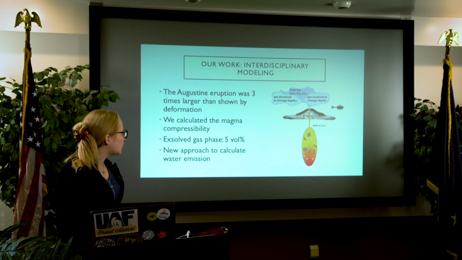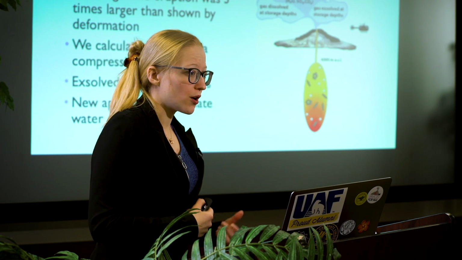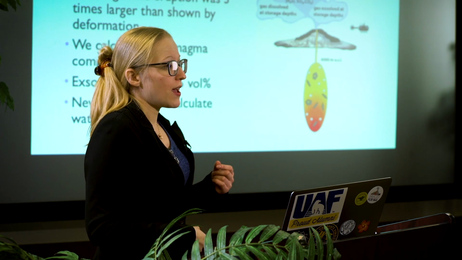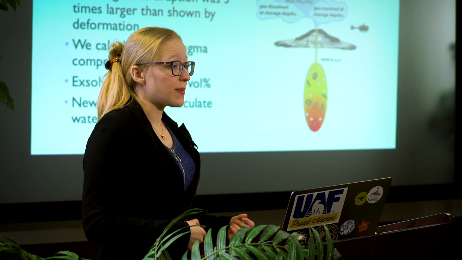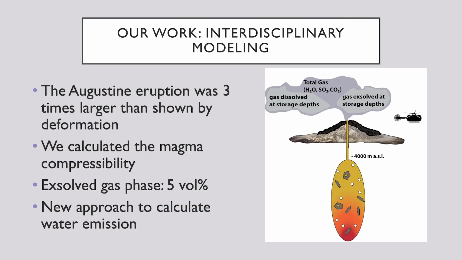And we were also able to calculate how much water was in those bubbles. And like I said, it's really hard to measure water in the atmosphere. So that gives us a really novel approach to estimate how much water actually was in a volcano. And that's really important because water makes up a lot of the gas in a volcano. We were also able to calculate the magma compressibility. And like I said, an eruption size is underestimated if we don't account for magma compressibility. And in the case of the Augustine eruption, the eruption was actually 3 times larger than shown by deformation.